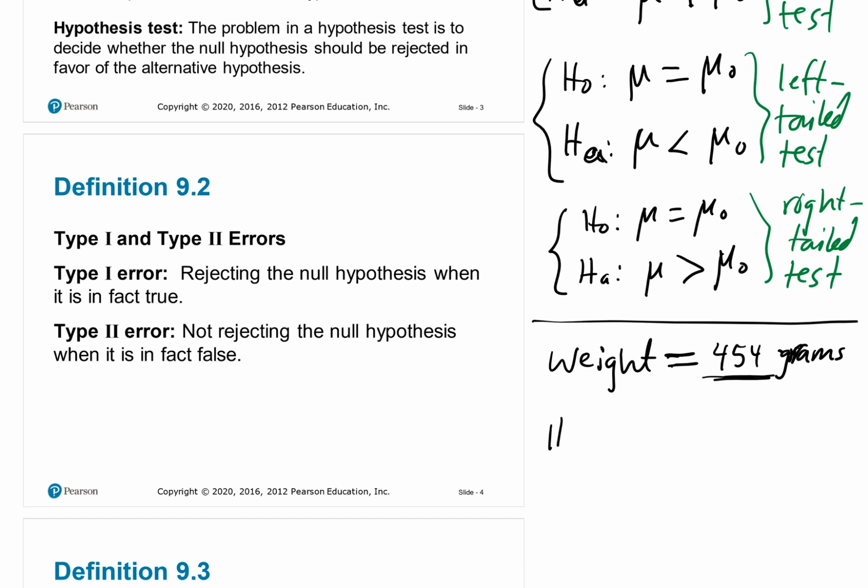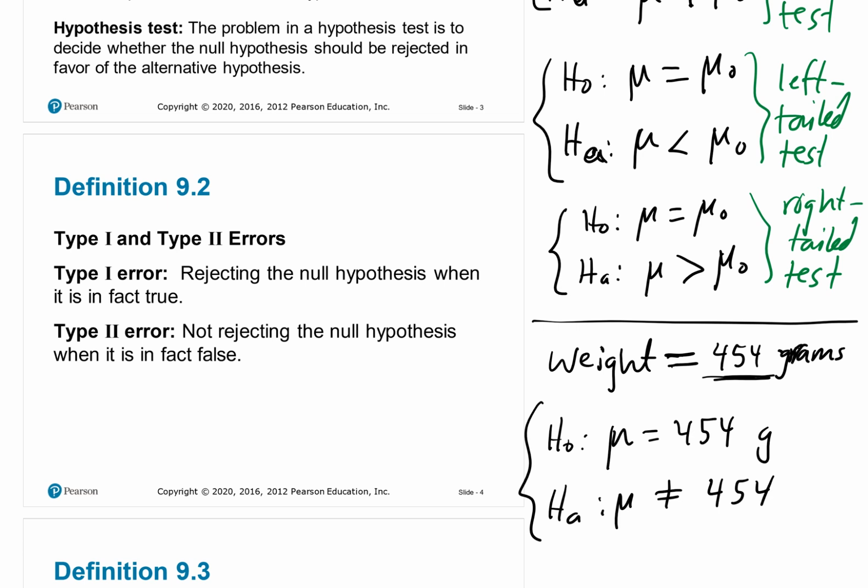So always for the null hypothesis, the mean is going to be 454 grams, and the alternative hypothesis is that the mean weight for the bags will be different than the one they advertise or not. So now you can tell this is a two-tailed test, right? The word different tells you that.